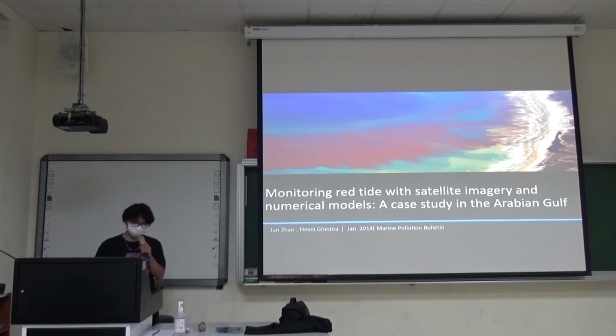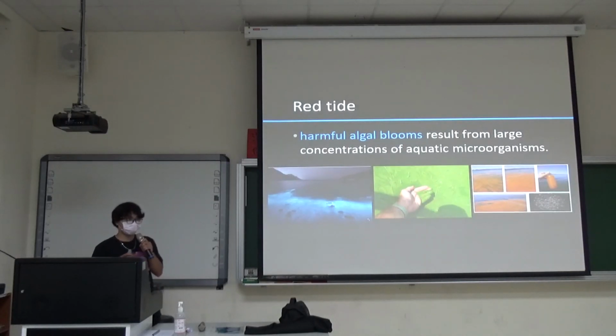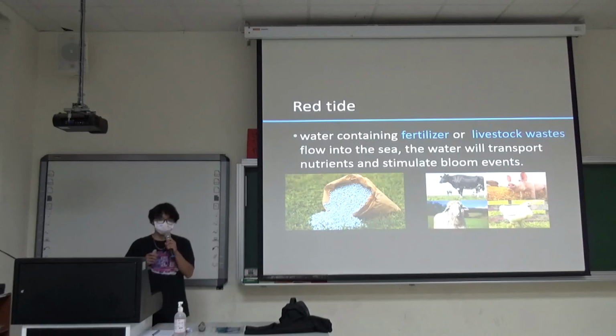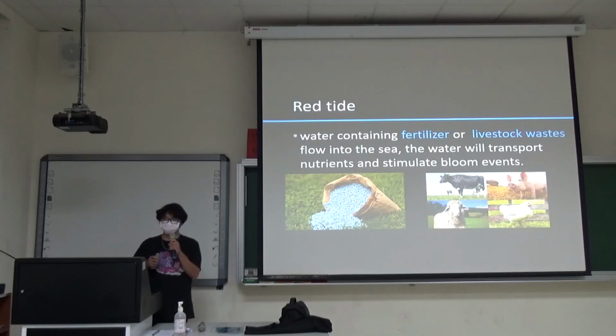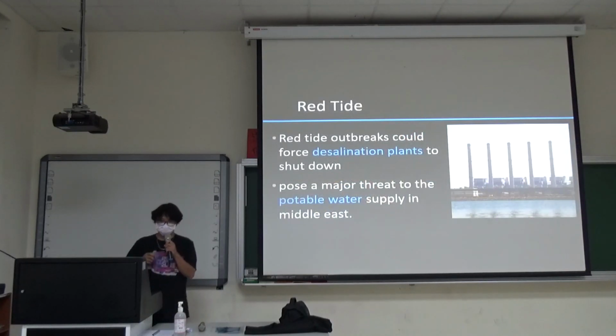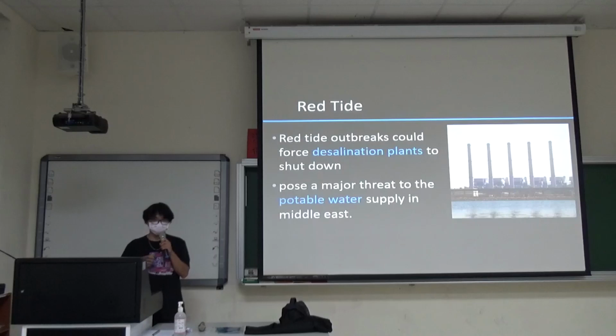I'm here to give a speech about monitoring red tide with satellite imagery and numerical models, a case study in the Arabian Gulf. What is a red tide? Red tide is a harmful algal bloom resulting from large concentrations of aquatic microorganisms. If water containing fertilizer or livestock waste flows into the sea, the water will transport nutrients and stimulate the bloom event. Red tide outbreaks could force desalination plants to shut down, which poses a major threat to the potable water supply in the Middle East.